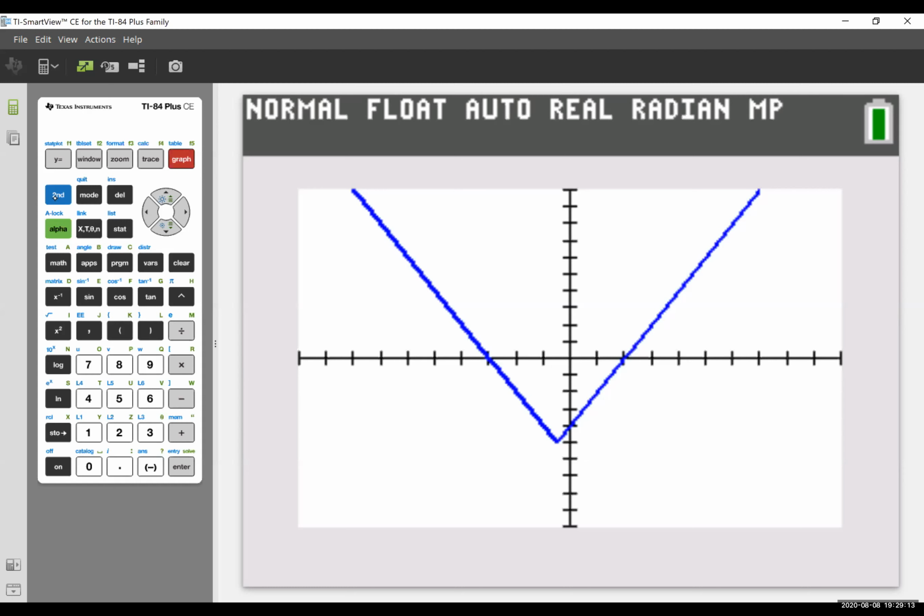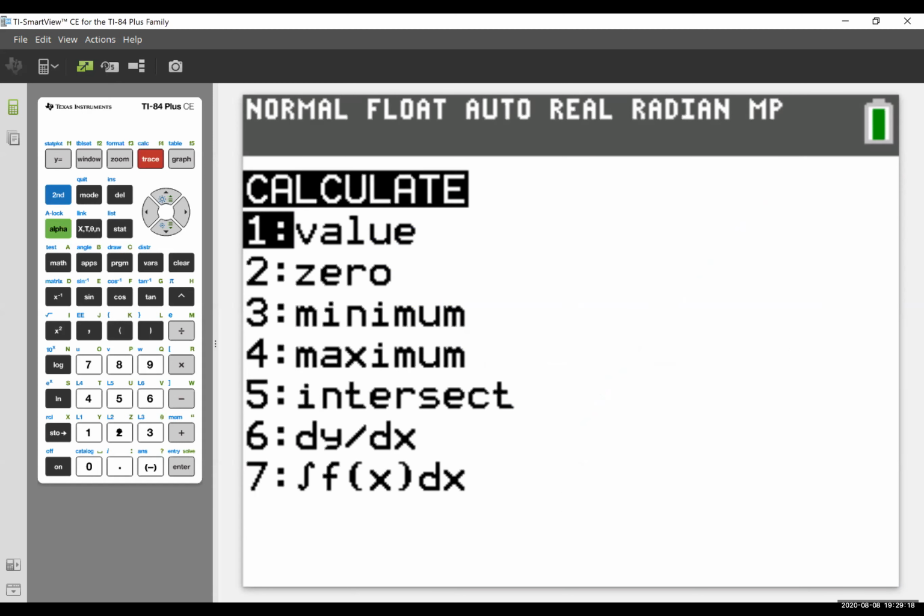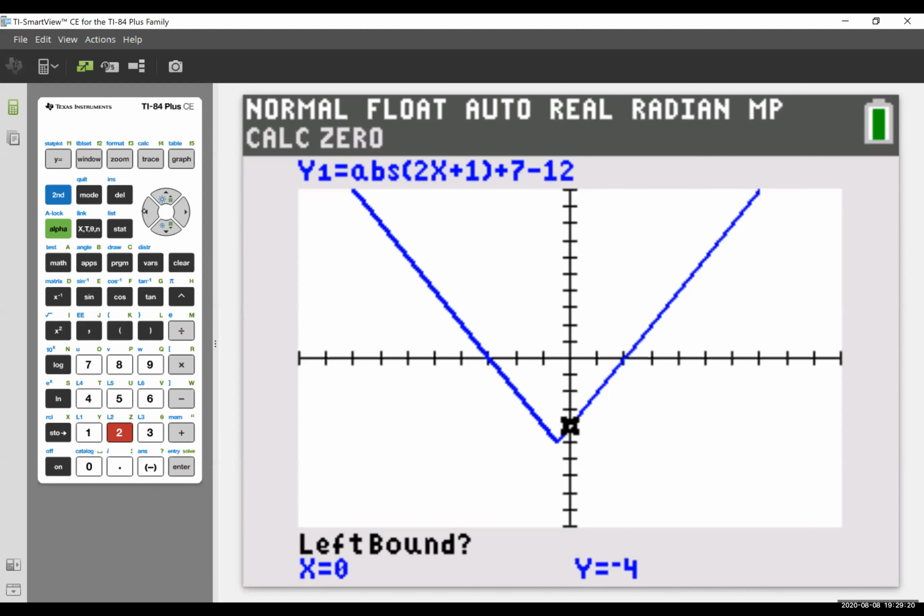So let's just be clear about this. Second trace: we're going to calculate the first zero. I'll move a little closer to the one I care about a little bit more.